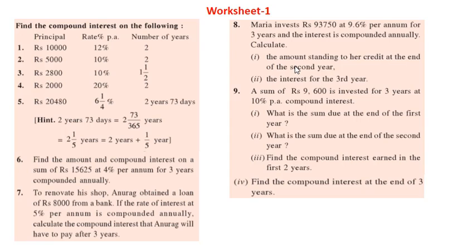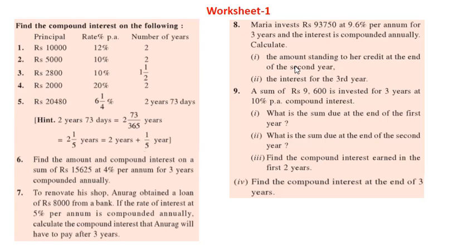Yes. Now 8th problem is Maria invested rupees 97,750 at 9.6% per annum for 3 years, and the interest is compounded annually. Calculate the amount standing to her credit at the end of second year. Now here see what they are asking. Yes, they are asking the amount standing to her credit at the end of second year. So after second year, what is the total amount I have to find, and I have to only calculate the interest for the third year.